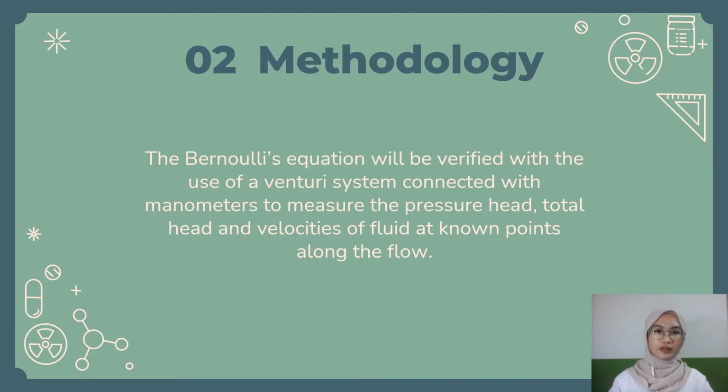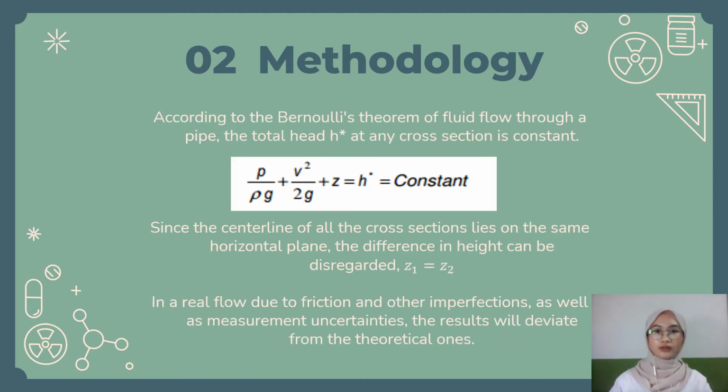In this experiment, Bernoulli's equation will be verified with the use of a venturi system connected with manometers to measure the pressure head, total head, and velocities of fluid at known points along the flow. Also, the velocity of the fluid flow will be calculated using Bernoulli's equation, which is P over rho g plus V squared over 2g plus z.